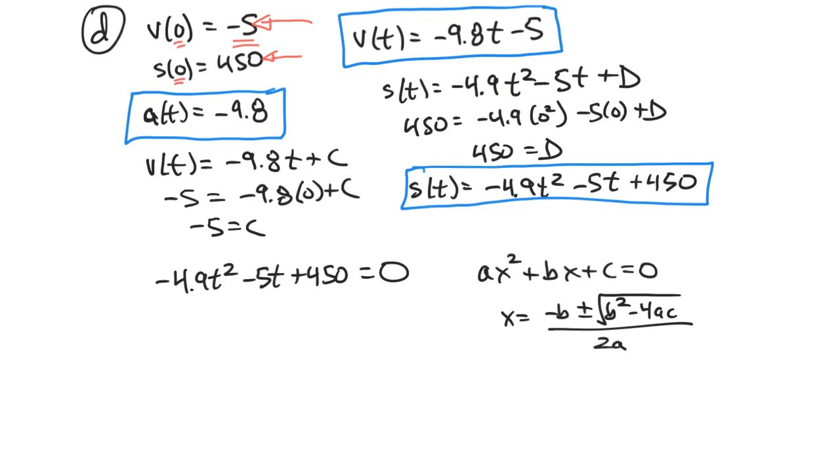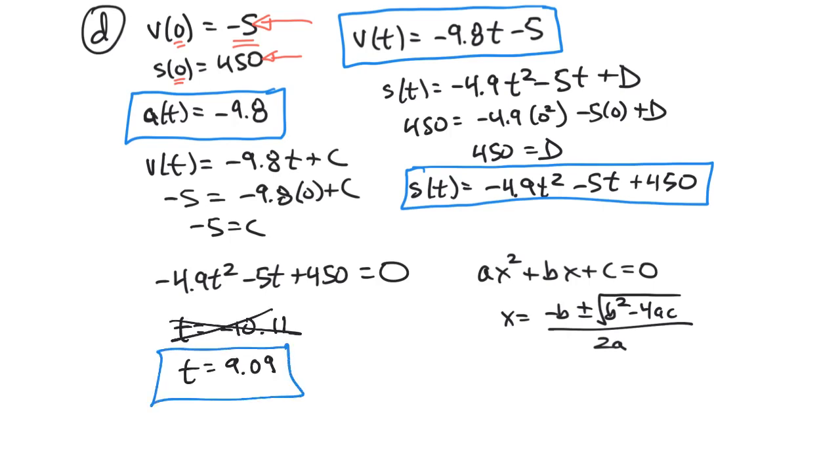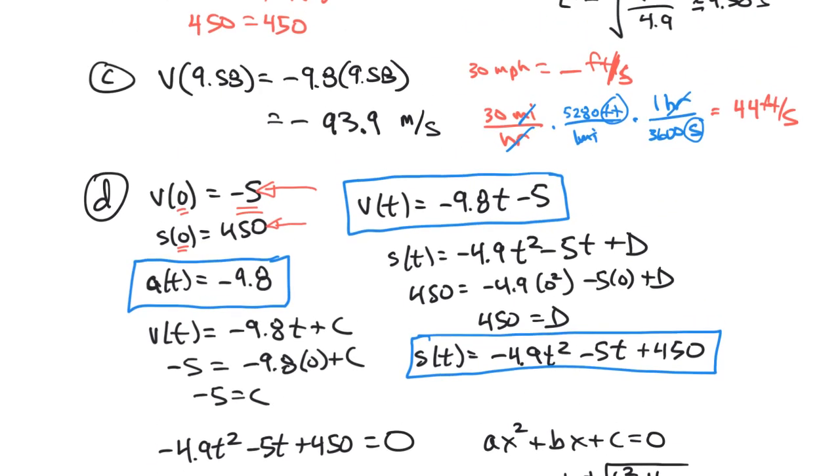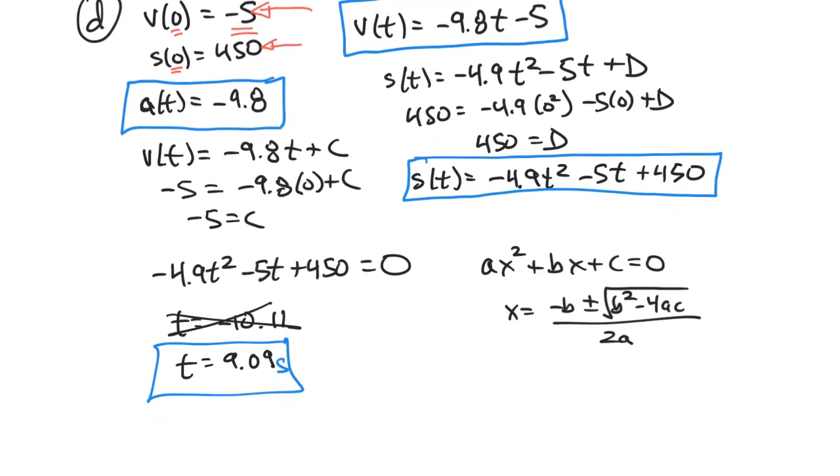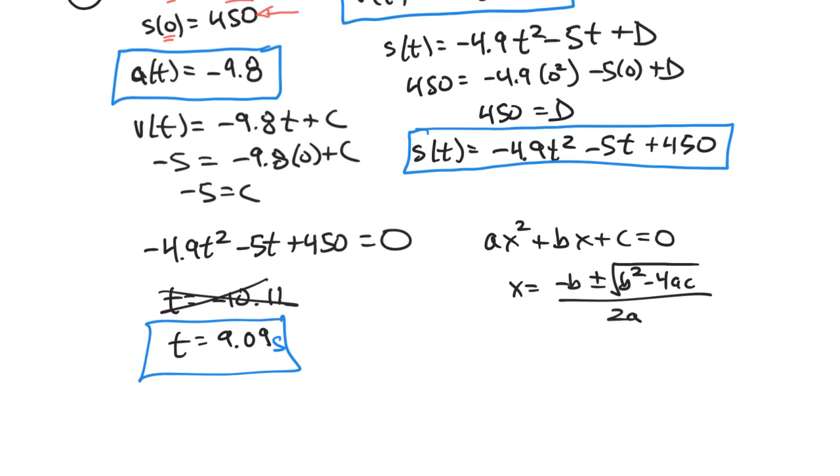Either way you go, it looks like you will get 2 answers. And one of them makes no sense at all. Right, this is negative. We don't have negative time. So the only answer that makes sense is this one. So 9.09 seconds is what it takes. So it's a little faster, because what was it last time? Last time it was like 9.58 seconds. So it's a little faster if you throw it straight down.